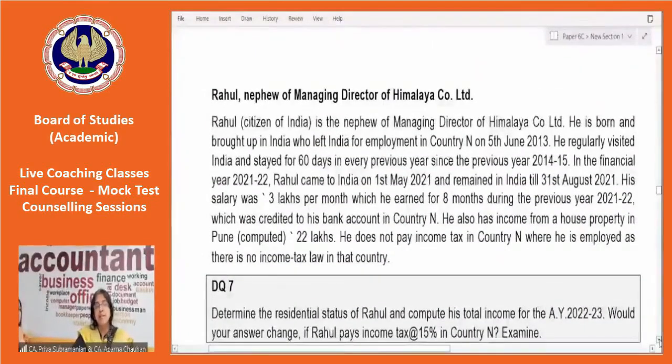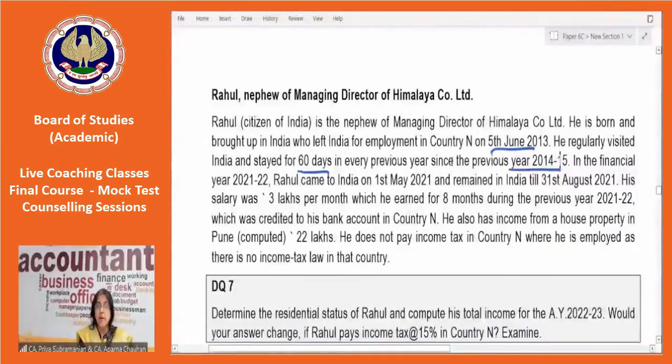Rahul, nephew of Managing Director of Himalaya Company Limited. Rahul is the nephew of Managing Director of Himalaya Company Limited. He is born and brought up in India. He left India for employment in country N on 5th June 2013. He has gone outside India. He is now outside India, in country N. He regularly visited India and stayed for 60 days in every previous year, since previous year 2015.